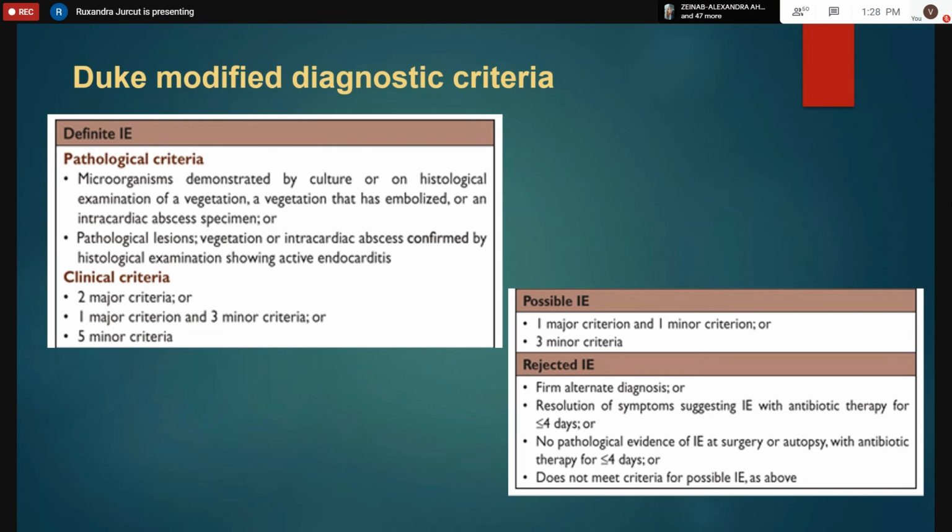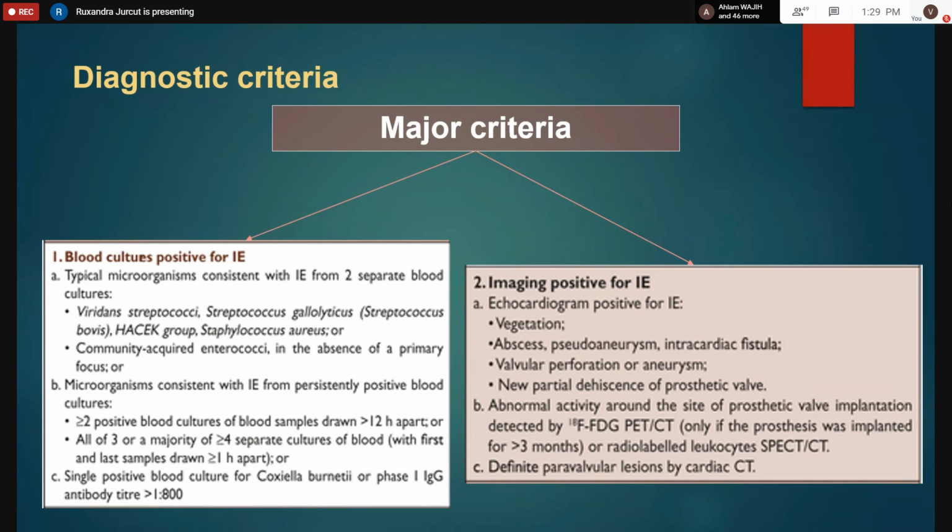And in the end, if there is a firm alternate diagnosis, so for example, the patient has fever, they have an aortic stenosis, but they also have pyelonephritis or pneumonia or COVID, for example, then it's called a firm alternate diagnosis. We have another explanation for the fever, then we sort of rule it out. We say it's a rejected diagnosis of infectious endocarditis, and so on. So now let's see which are the major and which are the minor criteria.